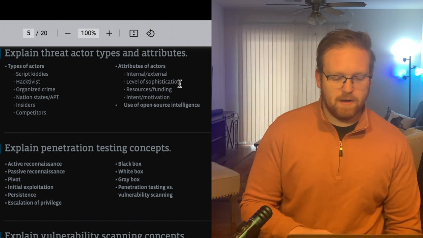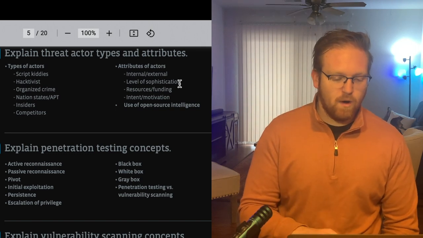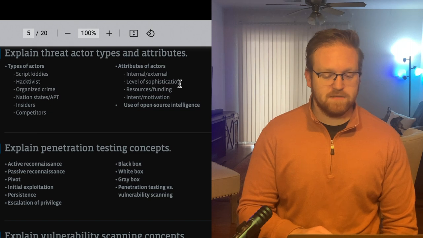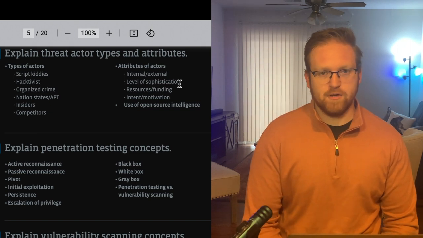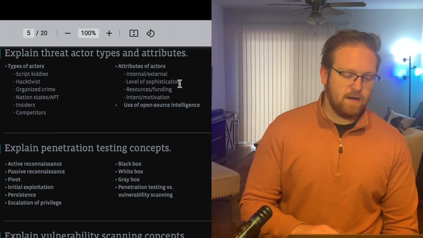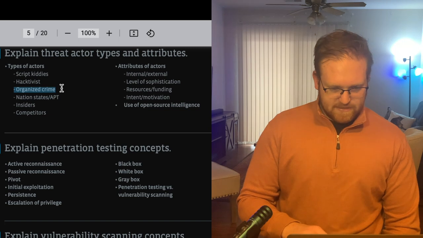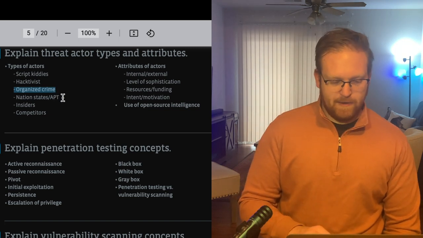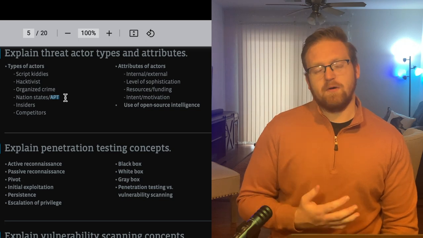Now, we've already talked about resources and funding. The main thing to note here is what kind of threat actors do you believe them to be? If they're hacktivists, then they probably won't have a ton of resources or funding. Not like if they were a nation state or an advanced persistent threat. Intent, motivation. Now remember, a script kiddie is just pulling stuff from online and trying to see if it works. So their motivation is probably not going to be there.